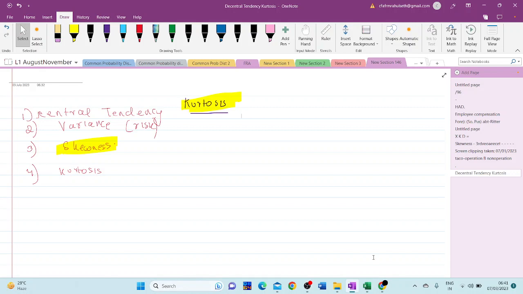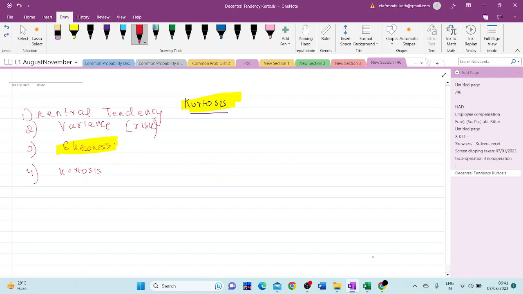So a high standard deviation, a high variance tells me that the risk is high, that there are extreme values in this distribution, but it does not tell me whether these extreme values are above the mean, that is positive, or below the mean, that is negative. So it's not telling me the location of the outliers. Then we have skewness. Skewness tells me the location of the outlier, right?